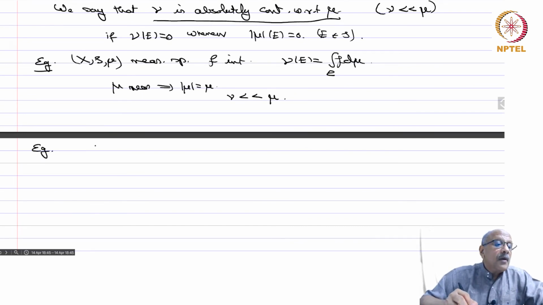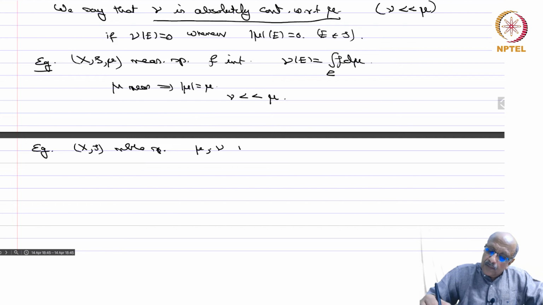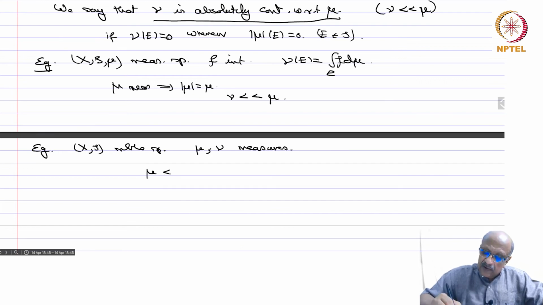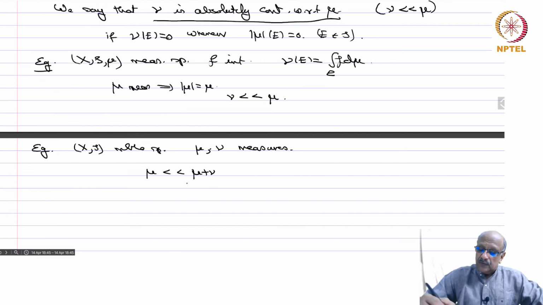Example: X, S a measurable space and mu, nu measures, that means they are positive. Then mu is obviously absolutely continuous with respect to mu plus nu, because if mu plus nu of E is 0, then both mu of E and nu of E are 0, and consequently you also have nu is absolutely continuous with respect to mu plus nu.